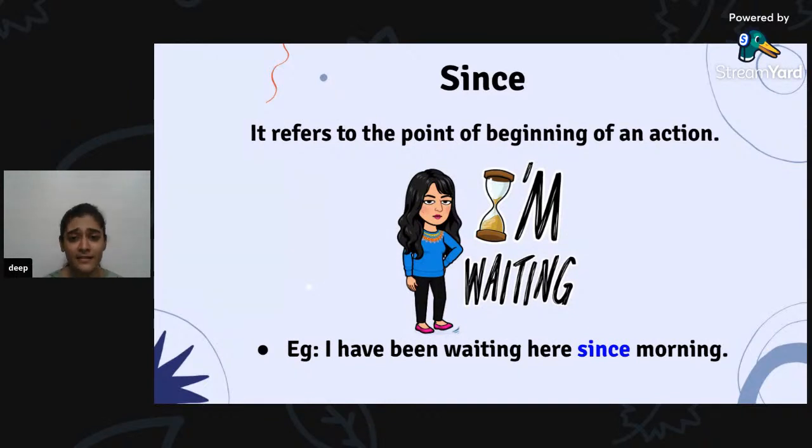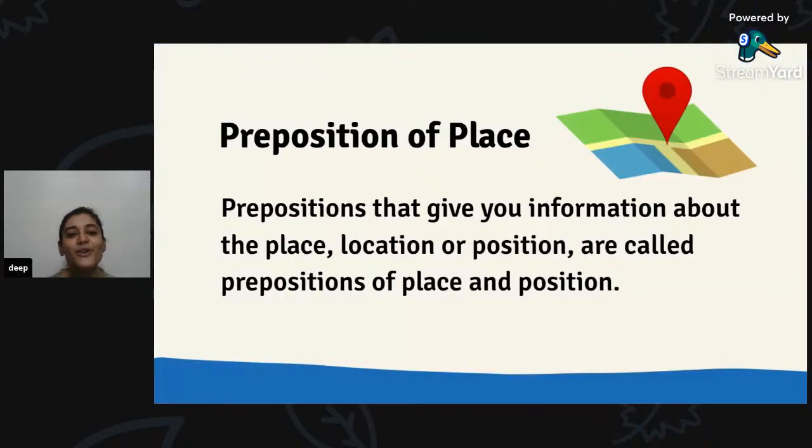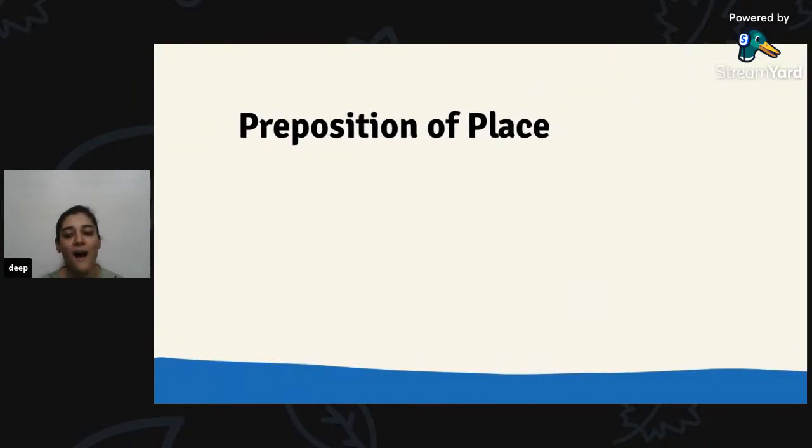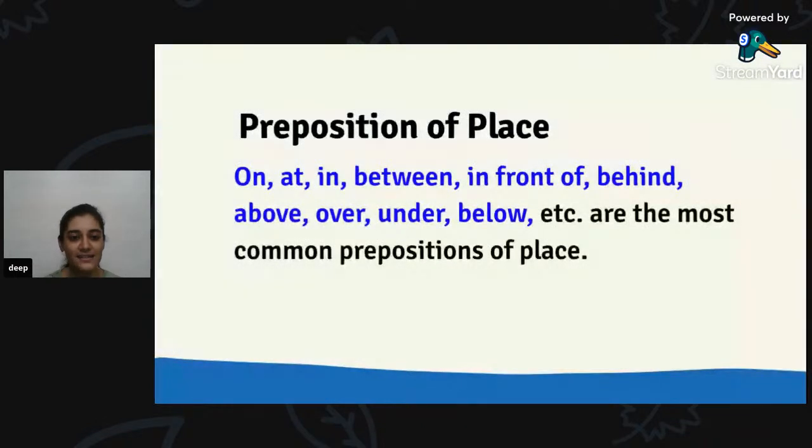Now, let us learn about the preposition of place. Prepositions that give you information about the place, location, or position are called prepositions of place and position. Examples: on, at, in, between, in front of, behind, above, over, under, below, etc. are the most common prepositions of place.